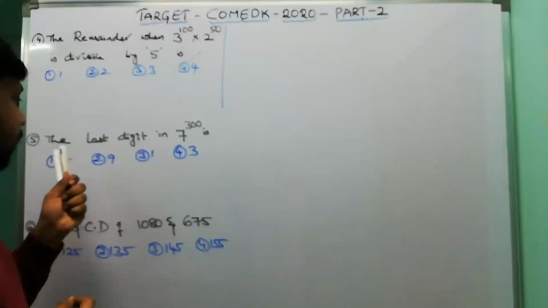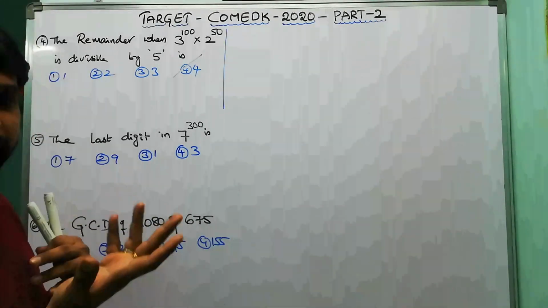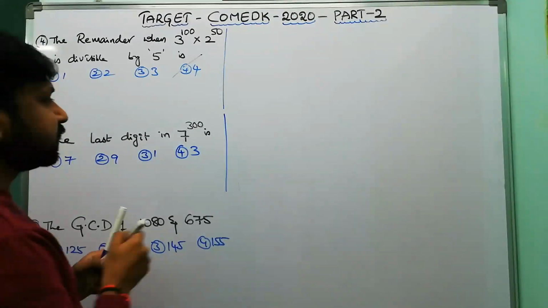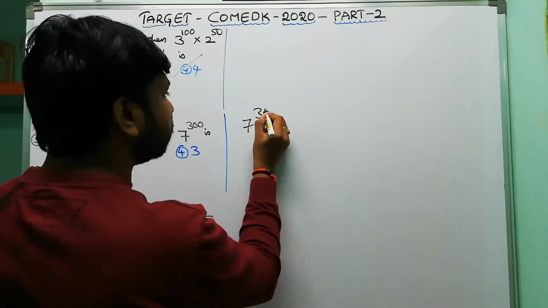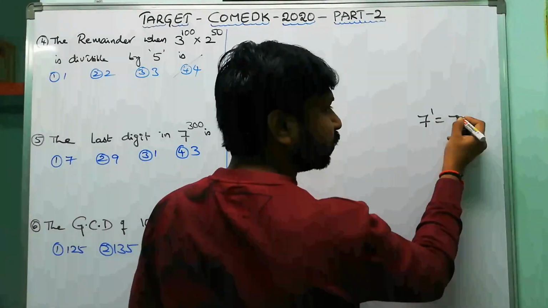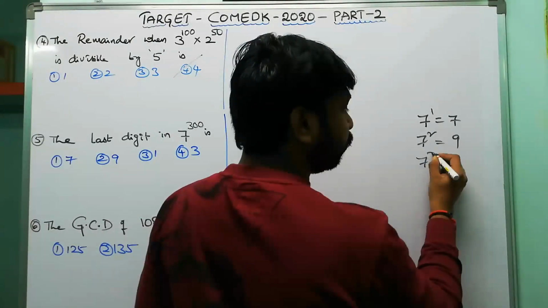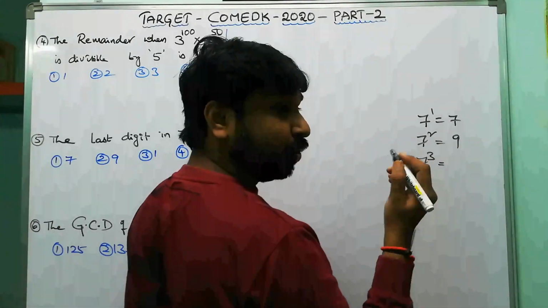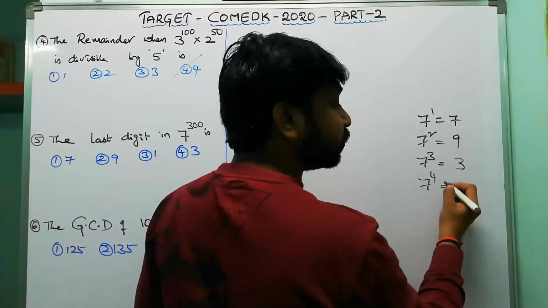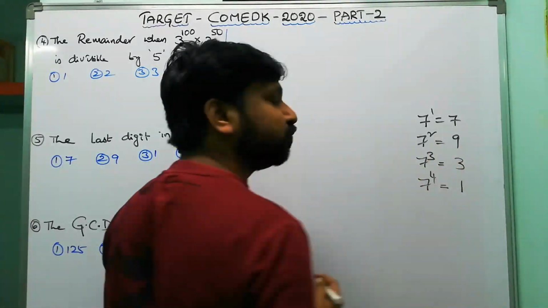Coming to the next question, friends: the last digit of 7^300. Here also, last digit and units place are the same. So 7^300, let's write down the 7 analysis. 7^1 = 7. 7^2 = 49, units place is 9. 7^3 = 49 × 7, and 7^4 = 49 × 49, the units place is 1, friends.